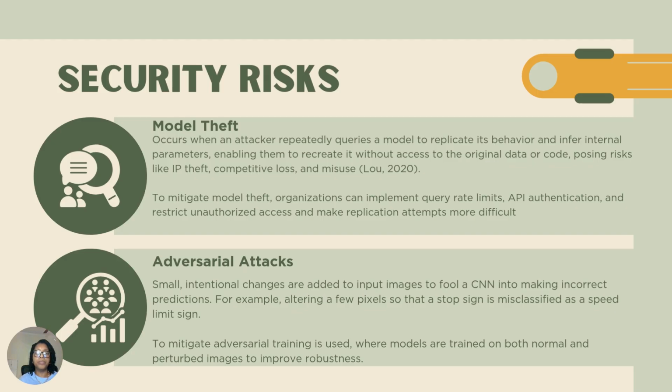Also, there's such a thing as adversarial attacks. So these are very small changes that are input into the images to fool the convolutional neural network into making incorrect predictions. For example, altering a few pixels of a stop sign to make it seem like it's a speed limit sign. So some things to mitigate that is actually training on identifying that, and training the model to identify when images have actually been a little altered.